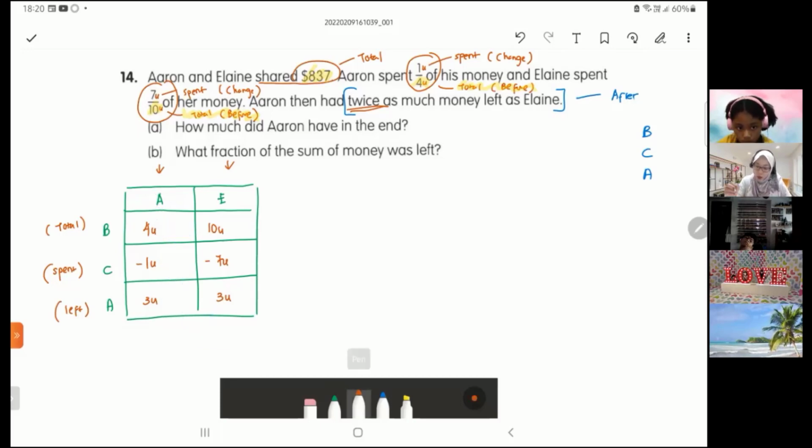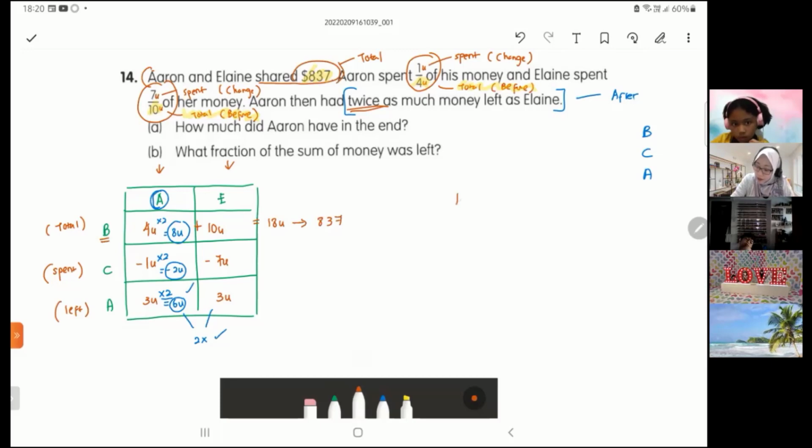Now we go back to the total. At first, Aaron and Elaine have this 837 total. At first means it's the before. Total, putting together 8 plus 10 units equals 18 units, which is 837. Okay, I have something to work with, so I put it down here.